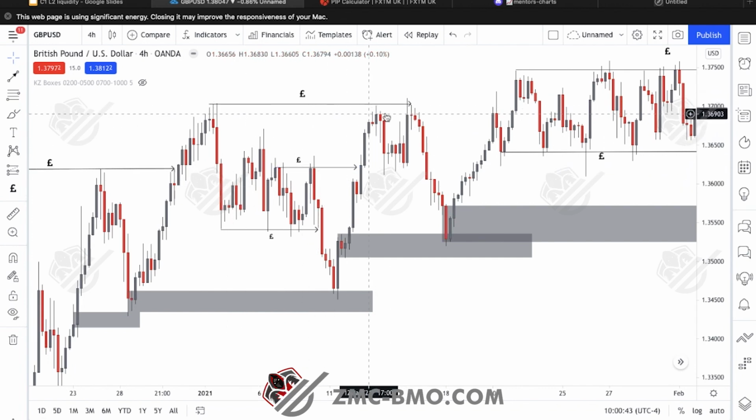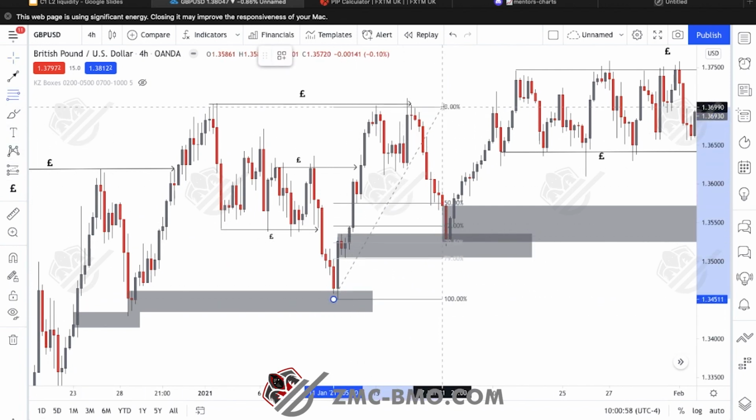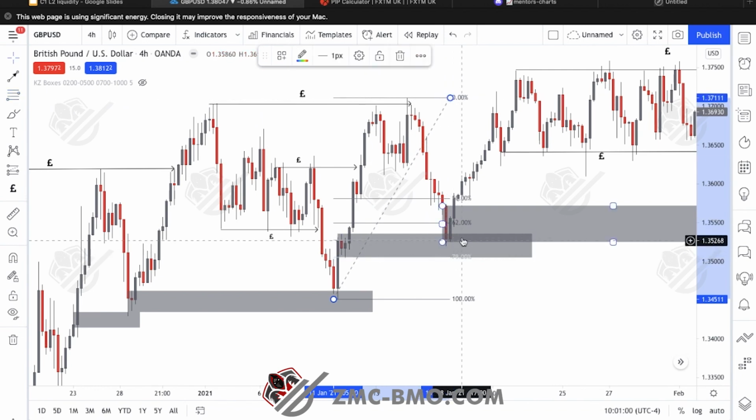And what did price do again? It created another double top. What is this? More liquidity. Retail traders would have looked to sell off at this point. Stop losses above. Price pulls back, comes into our discounted, I'll show you now, demand. This is swing low. This is swing high. Look, it came into our discounted demand, right?